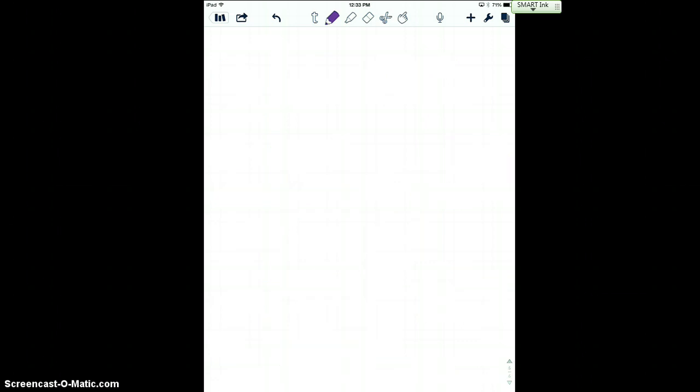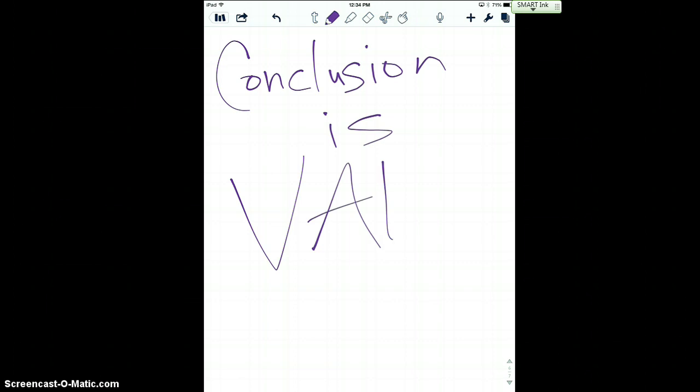And our conclusion in deductive reasoning is valid. It is valid as long as the methods used to draw the conclusion are correct. So if you're not using the right properties, postulates, and theorems, then you're not going to be valid. But if you do, you're going to be good to go.